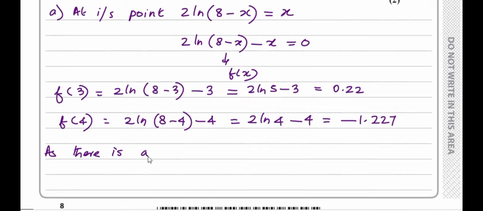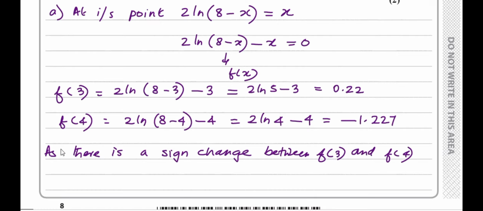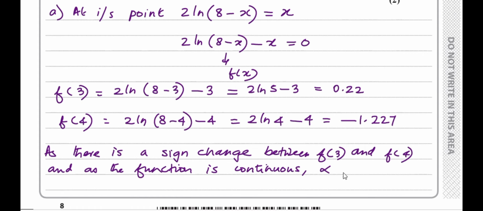Now we need to conclude by saying, as there is a sign change between f of 3 and f of 4, and as the function is continuous, there is a root between them, alpha lies between 3 and 4. Or we can also write alpha lies in the interval 3, 4. Okay.